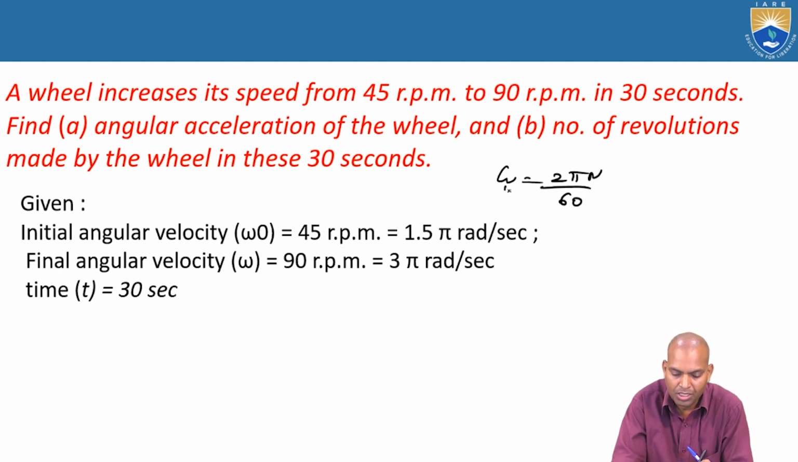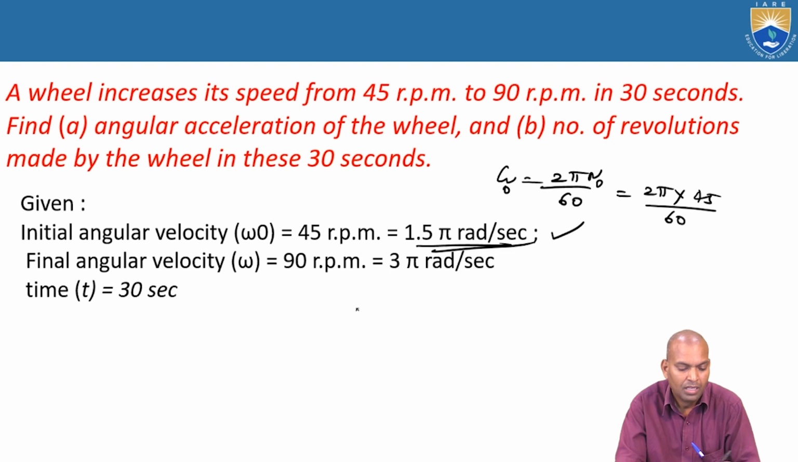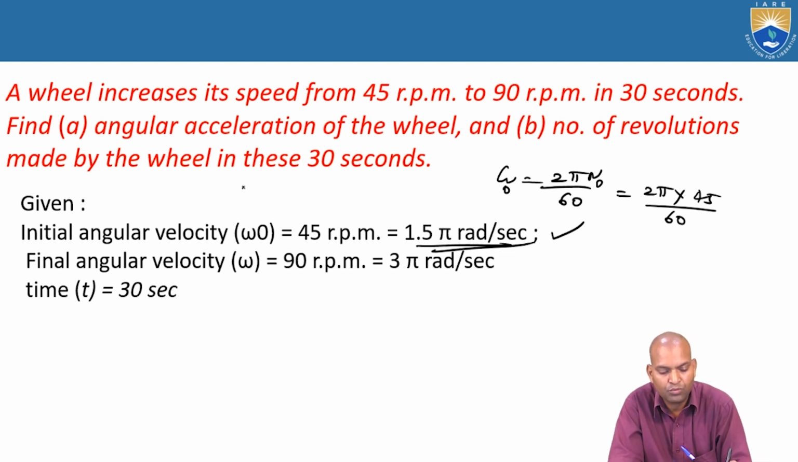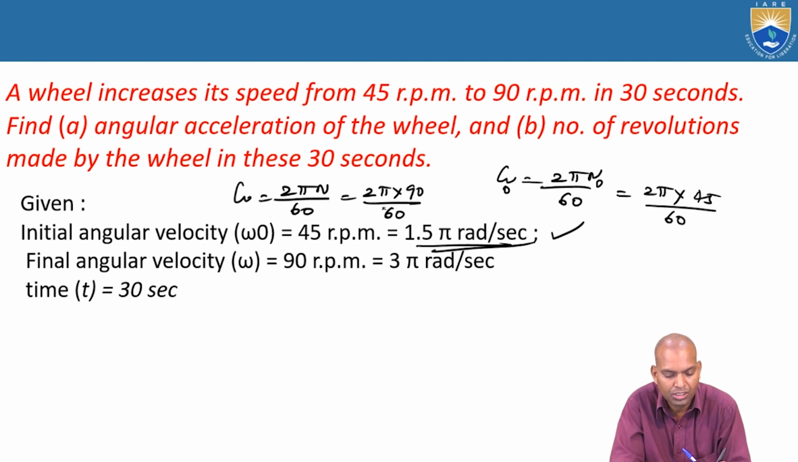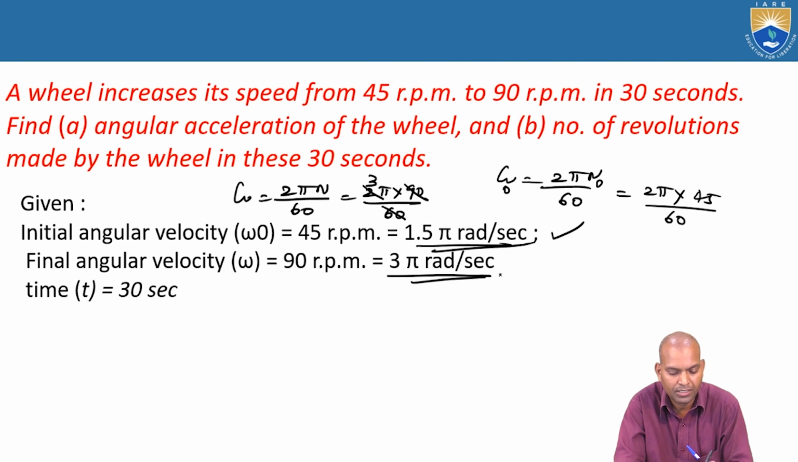The initial omega naught is 2 pi n naught by 60. Substituting, n naught is 45, so 2 pi times 45 by 60, which is 1.5 pi radians per second. Next, the final angular velocity omega equals 2 pi n by 60, with n equal to 90. That gives 2 pi times 90 by 60, which is 3 pi radians per second.